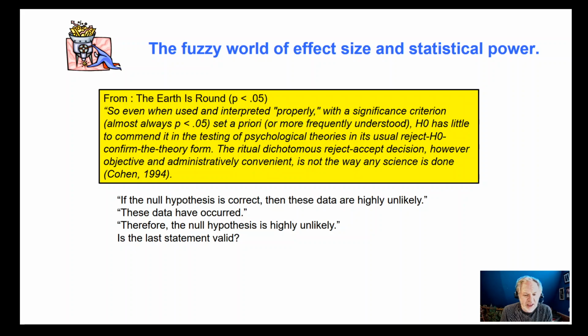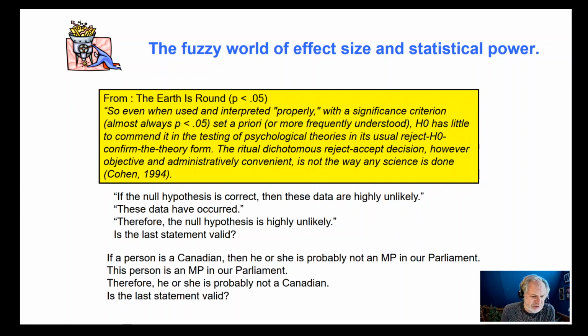And so the logic of what they're saying here, that the null hypothesis is highly unlikely, well, no, that's not looking at it correctly. And it gives a more concrete example of this logic statement. If a person is a Canadian, then he or she is probably not an MP in our parliament. True enough. The person is an MP in our parliament. Therefore, he or she is probably not a Canadian. No, he's still a Canadian. If you reject the null hypothesis, you could be committing a type 1 error. It still could be that the null hypothesis is true.